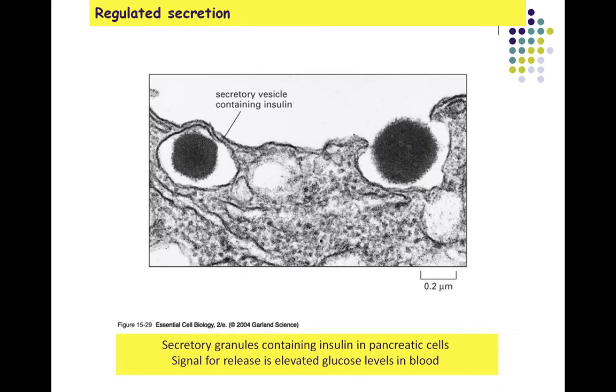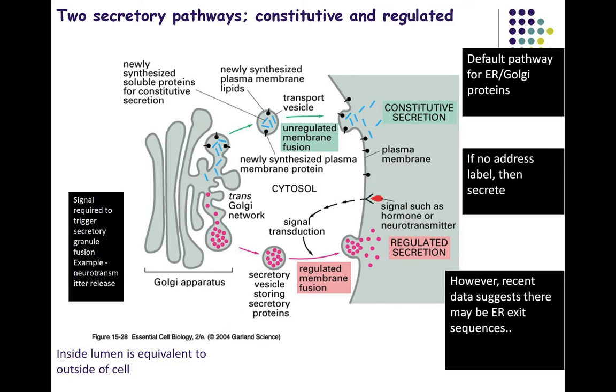So here you can see secretory granules that contain insulin. For the case of pancreatic cells, they undergo regulated secretion. Okay, so when there is so much glucose in the blood, then that's the time that they get to secrete insulin. Okay, so that's the regulated pathway. So there is control in terms of molecule transport, molecule secretion. Okay.